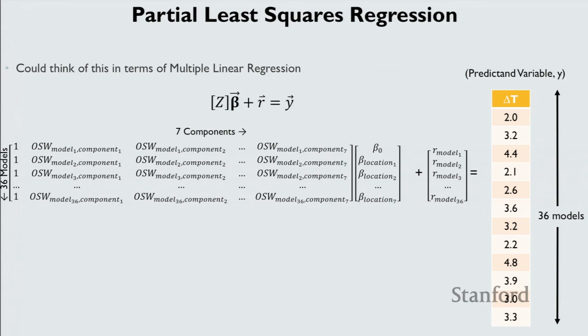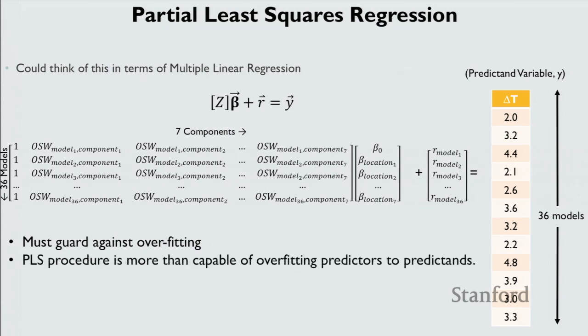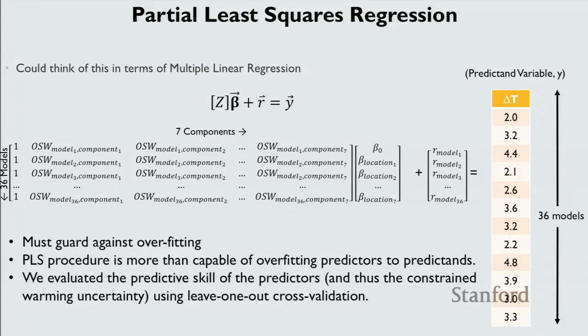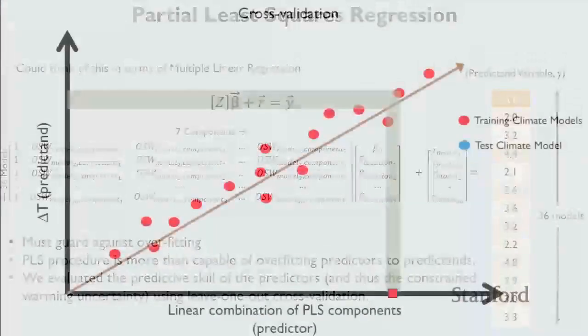That solves our problem of having way more predictors than predictand variables, and also having highly collinear columns in the original matrix. However, it is really important to guard against overfitting in this procedure, because partial least squares regression is more than capable of overfitting predictors to predictands. To guard against that, we evaluate the skill, and also how much we're narrowing the uncertainty in future warming, using leave one out cross-validation.